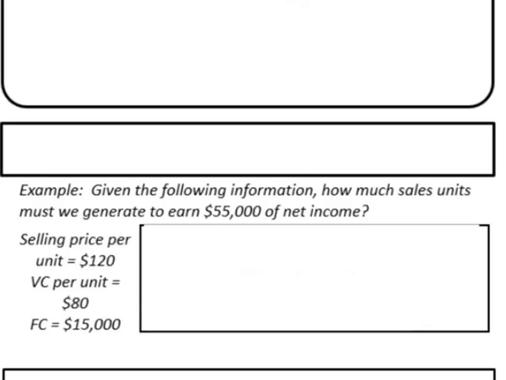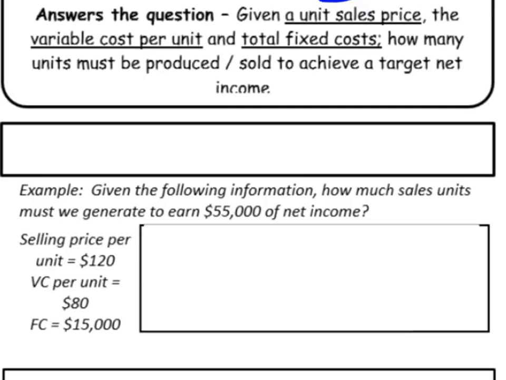Now we're going to calculate our target net income in sales. Instead of units, it'll be in sales. So what we do now is answer the question: given a unit sales price, the variable cost per unit, and our total fixed cost, in other words, when we have that information, how many units, and in this case I do have an error, it's not how many units must be produced, it is how much sales must be produced to achieve a target net income.